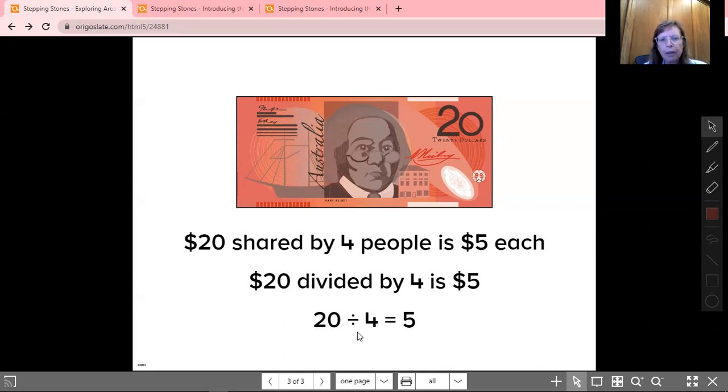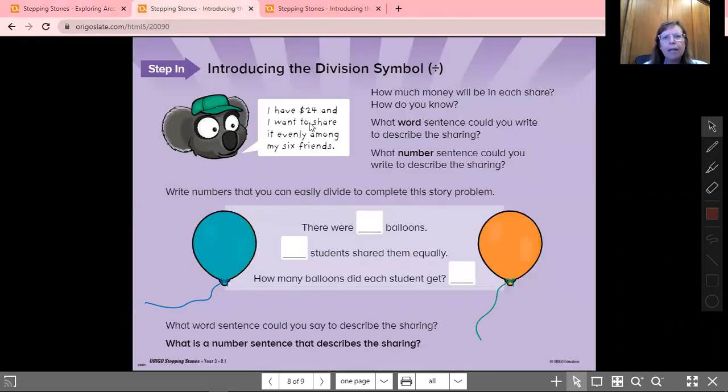Division. Okay, we're going to go to our step in problem today. I have $24 and I want to share it evenly among my 6 friends. So if you know your times tables, you'll be able to do this very easily, because division is the opposite of multiplication. If you're going to do 4 groups of 6 to multiply together to make 24, then when you do division, you'll know that 24 divided amongst 6 friends will be $4 each.